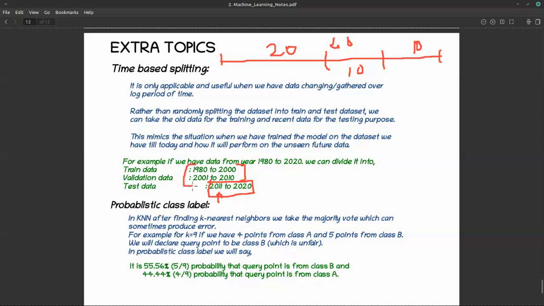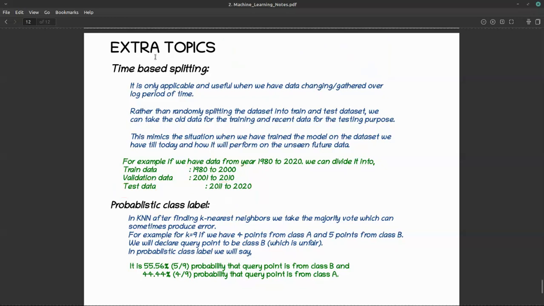So in our training phase, what we are doing in time based splitting is providing the data set of just the first 30 years, 1980 to 2010. And after 2010, from 2011 to 2020, I'm using it as the test data, right? So we are mimicking the real world scenario, training on the past data and testing on the future data. So this is the advantage of time based splitting.